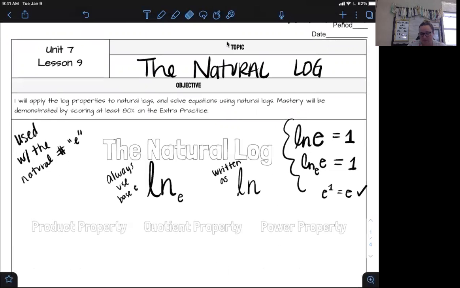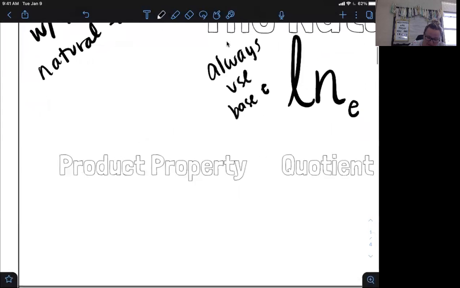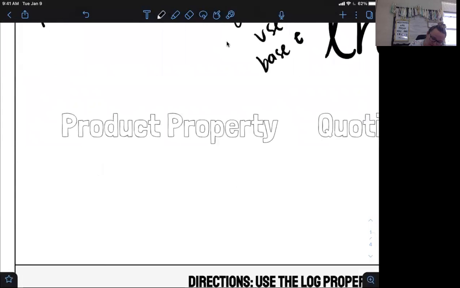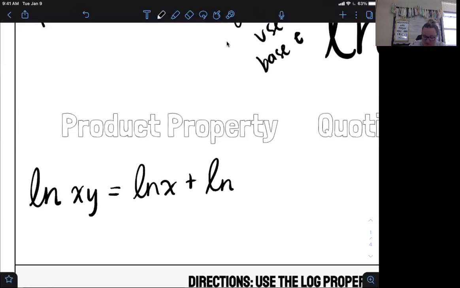So the nice thing about the natural log is that the properties of logs are all the same. You just use ln instead of log. So for example, when we talk about the product property, you've got the natural log of x times y can be rewritten as the natural log of x plus the natural log of y.